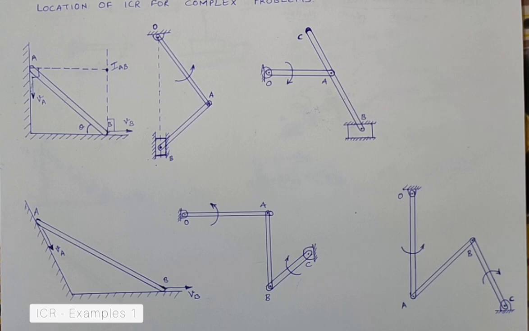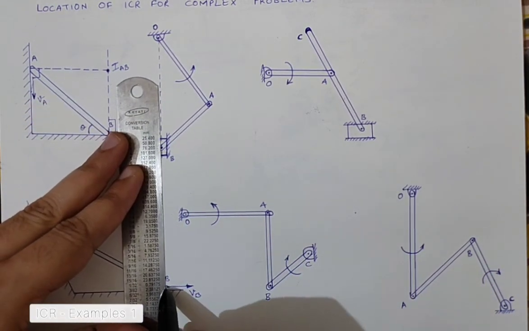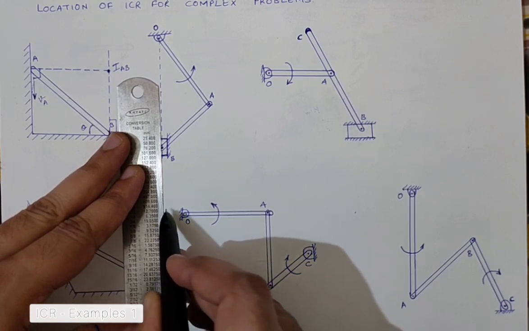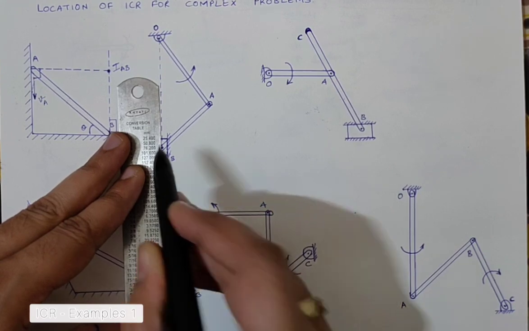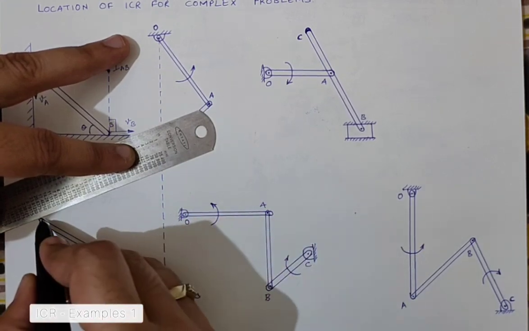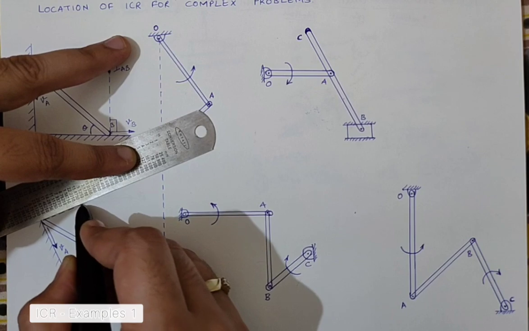Now what is the next step? Yes, it is just to draw the perpendiculars from these 2 given velocities. So let us draw that and find out the intersection. I'll draw a perpendicular from the velocity VB, and from this given point I'll try to draw the perpendicular for the velocity VA.